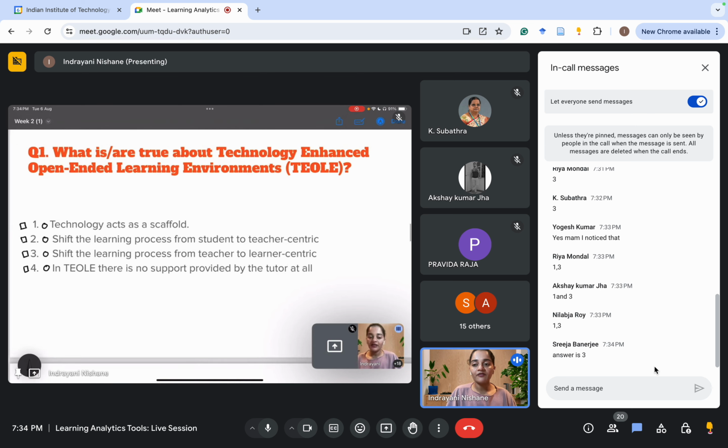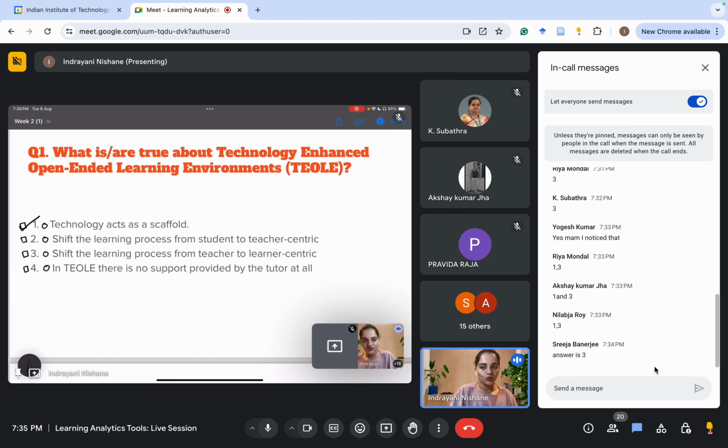Now we will read and try to understand what is true about technology enhanced open-ended learning environments. The first option is that technology acts as a scaffold. Scaffold is an external help. Yes, obviously, because it is a technology enhanced learning environment, technology is acting as a scaffold. Technology is helping students learn, so that statement is true.